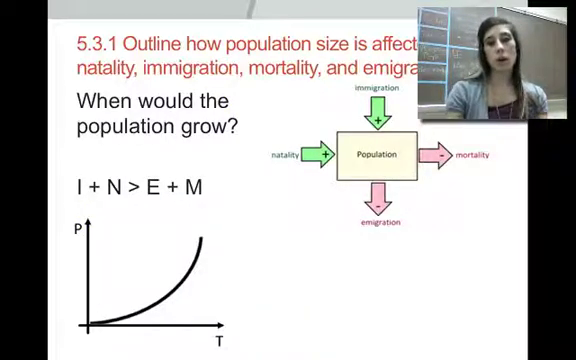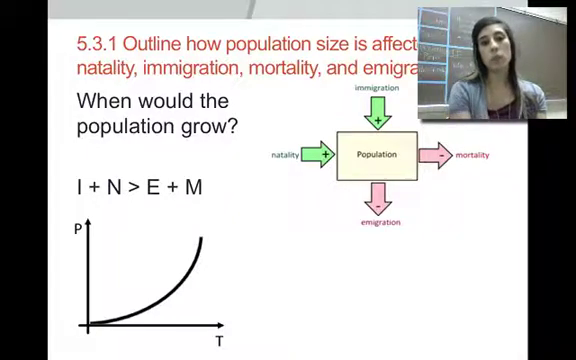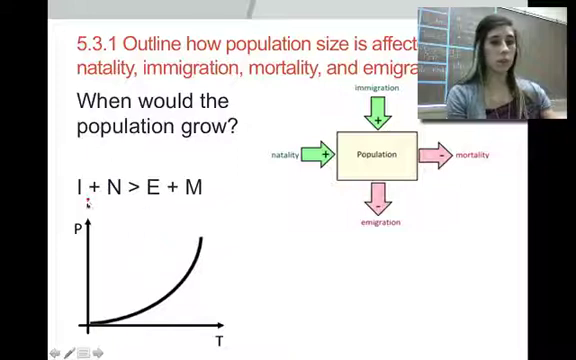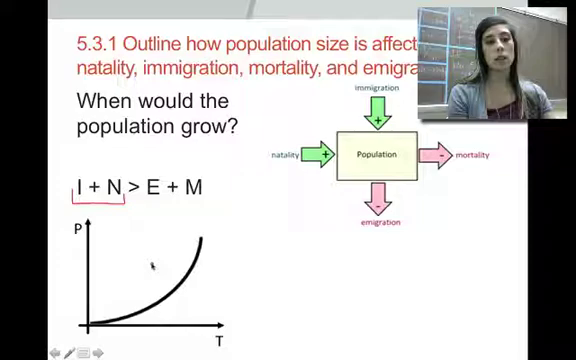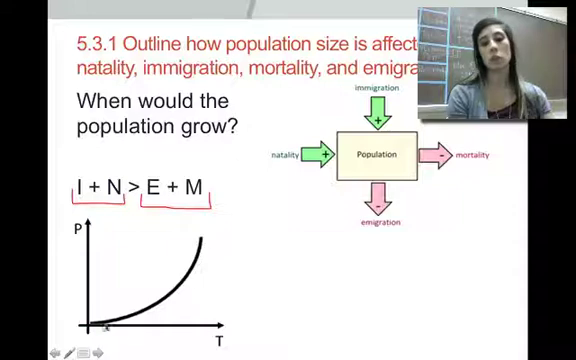So we want to ask the question, when does the population grow? And you can easily look at this mathematically. When immigration and natality are greater than emigration and mortality, you're going to see an increase in the population, which you can see from that increase in the graph.